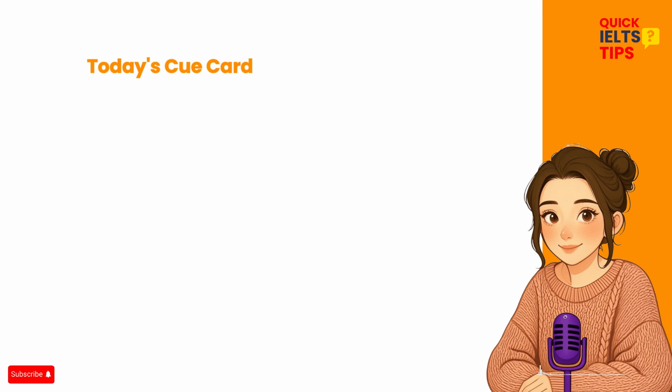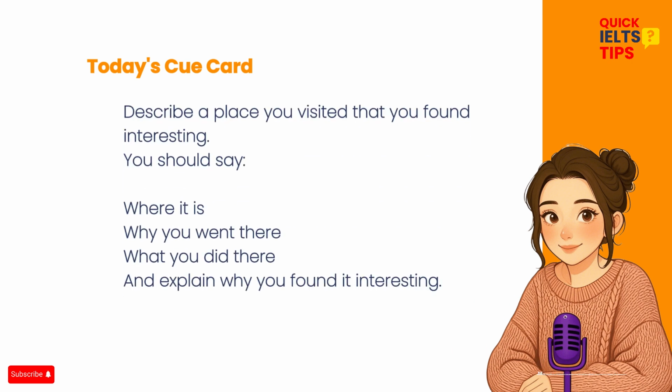Alright, let's look at today's cue card so you know exactly what you'll be answering. Describe a place you visited that you found interesting. You should say where it is, why you went there, what you did there, and explain why you found it interesting. In the real IELTS test, you get 1 minute to prepare and then speak for up to 2 minutes. Don't worry, we'll practice together now so you know exactly what to do. Let's start with step 1.